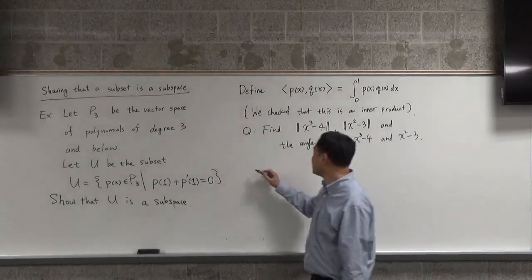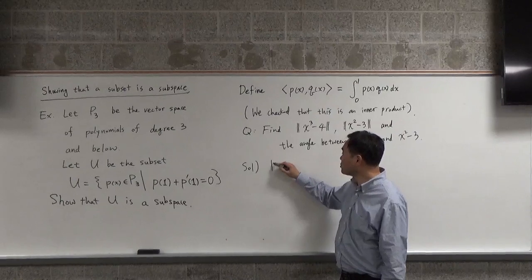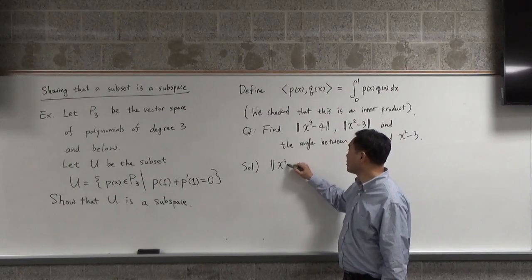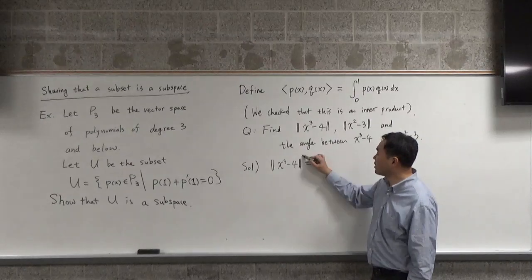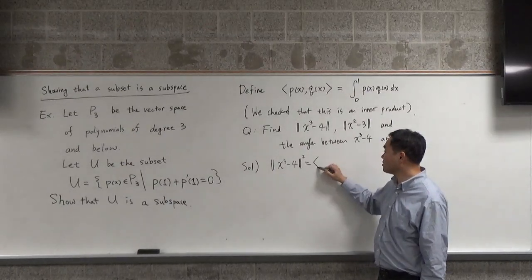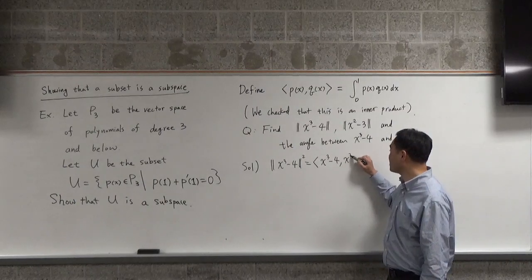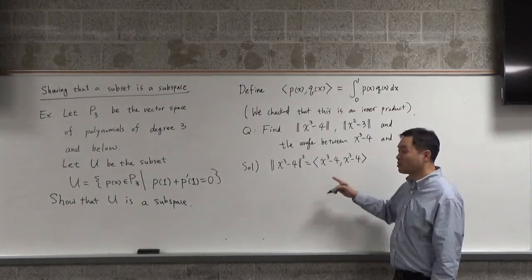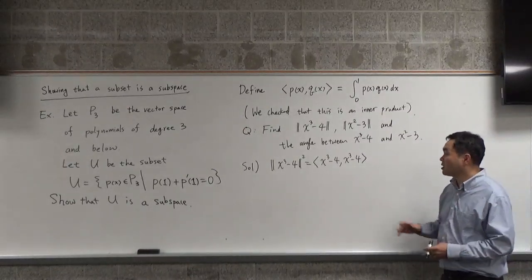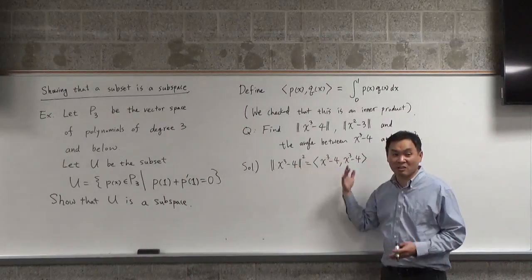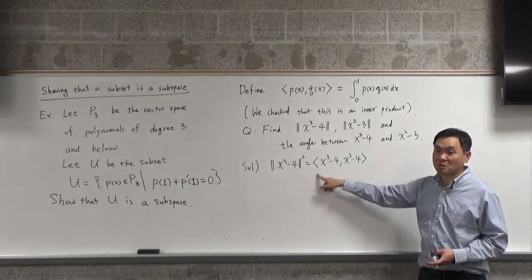Okay, solution. How do you find the norm of a vector using an inner product? Well, we know that this squared is the inner product of the vector with itself. That's one of the things that we learned last time when we were talking about positive definiteness. And because we need this property, that's why we wanted the inner products to be positive definite.